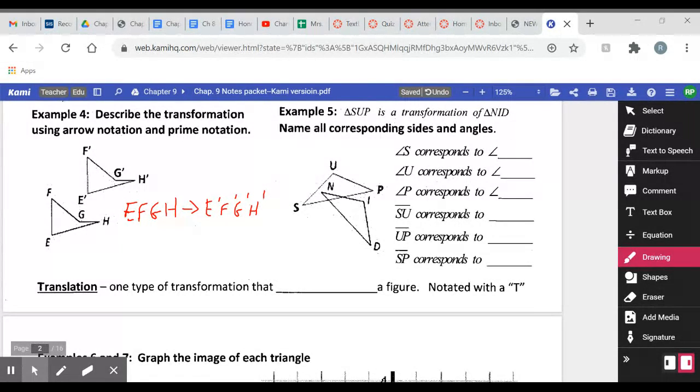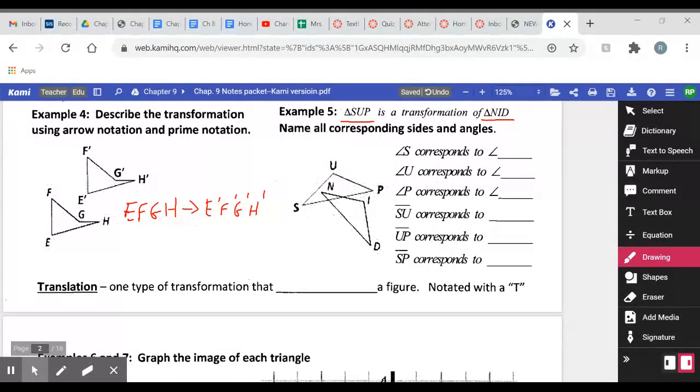Okay. On example 5, it says triangle SUP is a transformation of triangle NID, and it says name all corresponding sides and angles. So again, if they tell me that triangle SUP transforms to triangle NID, just like when we talked about congruent triangles, the order of those letters matters. It tells you what is corresponding to what.